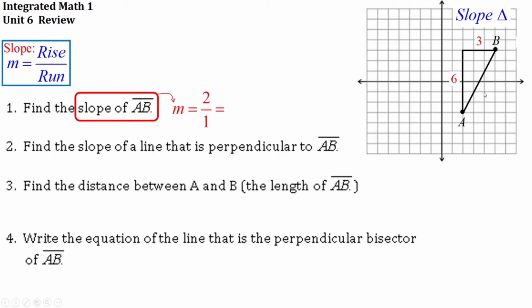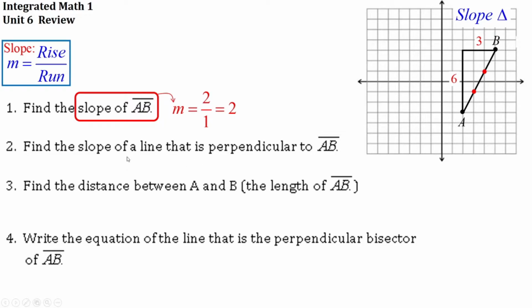But you can check this here too. If I go up 2 and over 1, I'd end up right there. And if I did it again, up 2 and over 1, there I am. And do that one more time, and there I am on point B. So the slope of that segment AB is 2 over 1, or just a 2. And there you go, your first question.